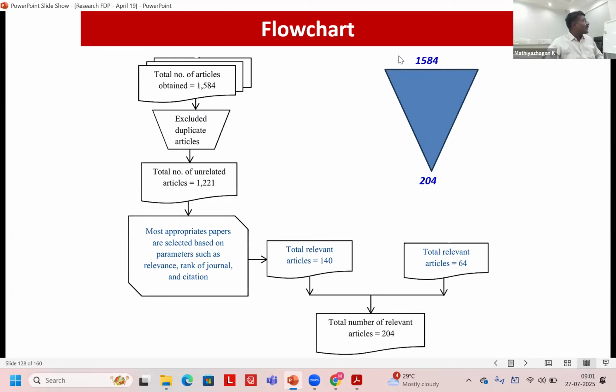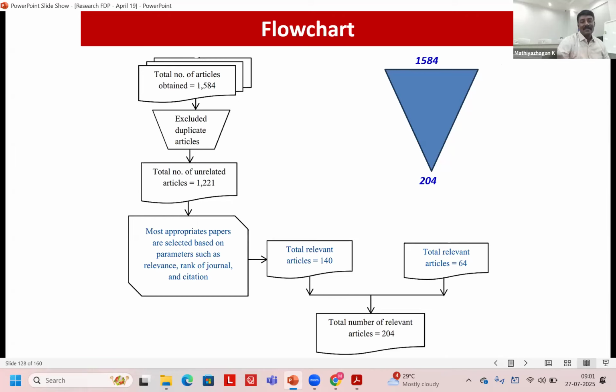So what I'm doing is, from here to here, I want to reach. For that reason, I'm using relevance, and also I can keep the rank of the journal like Q1, and also I'm considering more than 50 citations. Why more than 50 citations? I feel that if a paper has more than 50 citations, it means people consider this good work. So I want to consider those good works for my review paper.